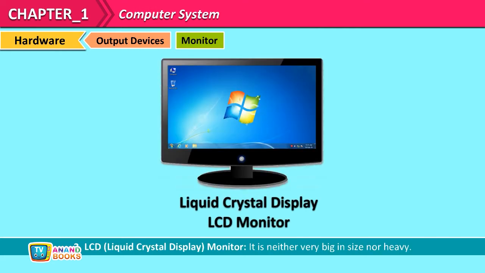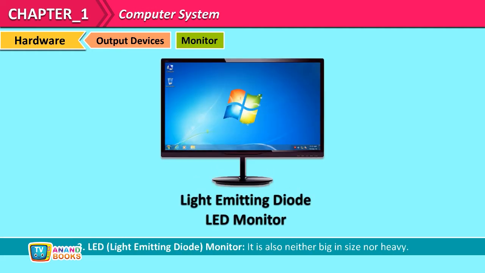Second, LCD, liquid crystal display monitor. It is neither very big in size nor heavy. It occupies less space. The pictures on it are more clear than those on a CRT monitor. Third, LED, light emitting diode monitor. It is also neither big in size nor heavy. It also occupies less space. The pictures on it are much clearer than those on CRT and LCD monitors.